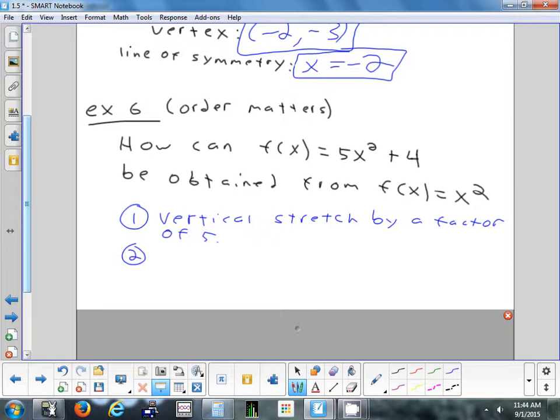And Autumn, what about the plus 4? What's that going to do? It's going to move it up 4. Yeah, it's going to shift it up 4. The only time you got to do that minus thing is if it's inside the parentheses. Otherwise, if it's outside, what you see is what you do. Vertical stretches, vertical shifts, exactly what you'd expect. Shift up 4.